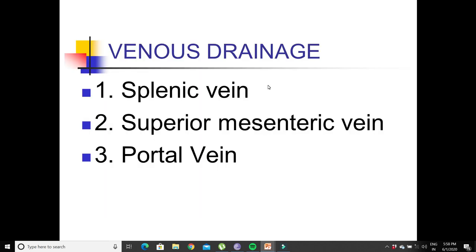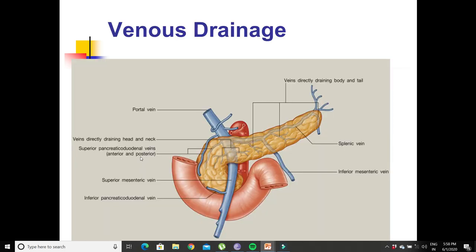What about the venous drainage? Into the splenic vein, superior mesenteric vein and the portal vein. So you can see the venous drainage is into the splenic vein, portal vein and the superior mesenteric vein. So they are responsible for the venous drainage.